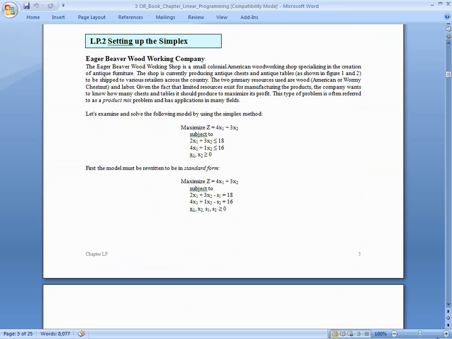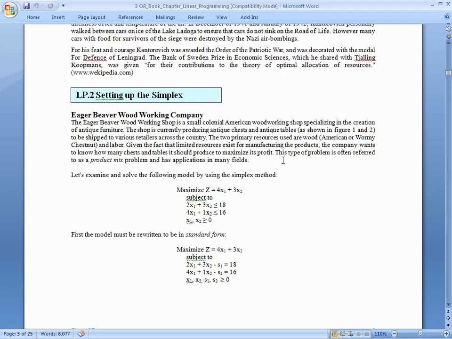So what I'm going to try to do with this problem is take a simple linear programming model and solve it using what's called the simplex method, and show you what's going on relating to the graphical method.